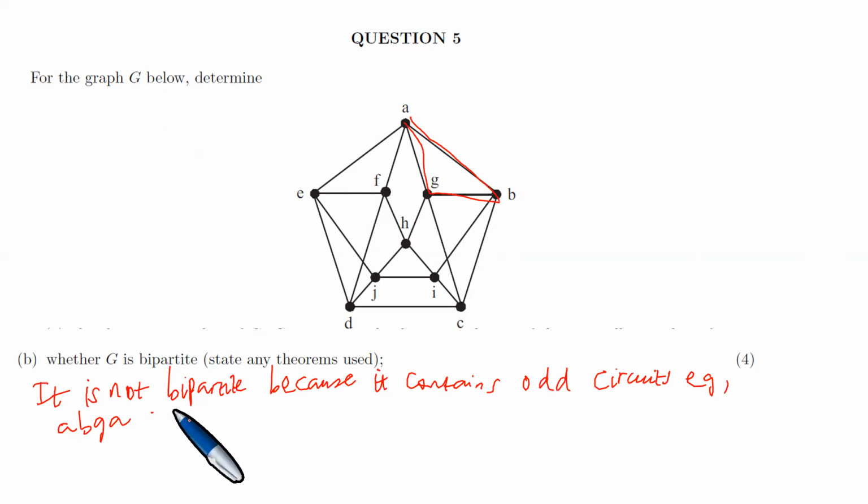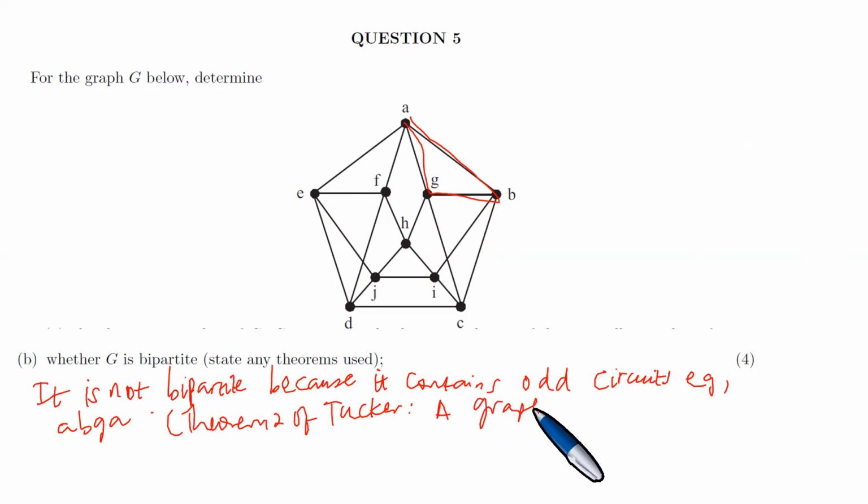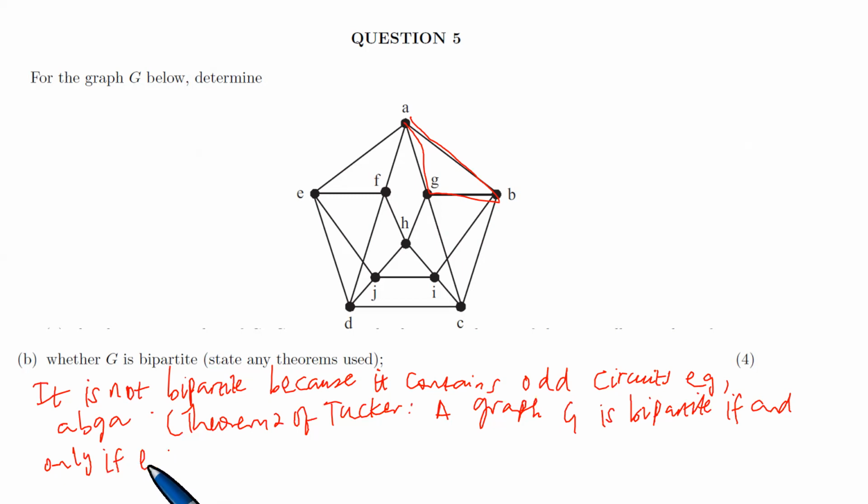There's a theorem called Theorem 2 of our reference text. It says a graph G is bipartite if and only if every circuit in G is of even length.